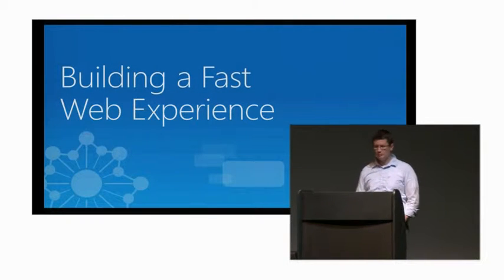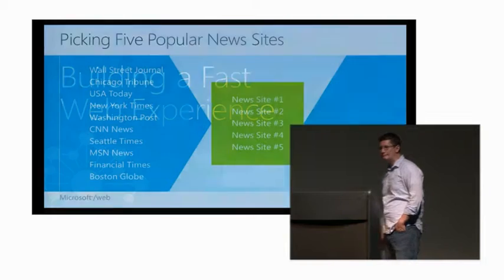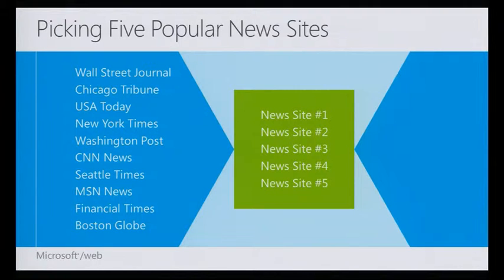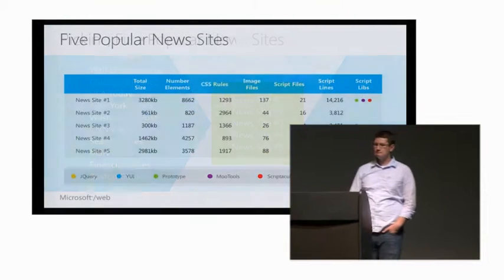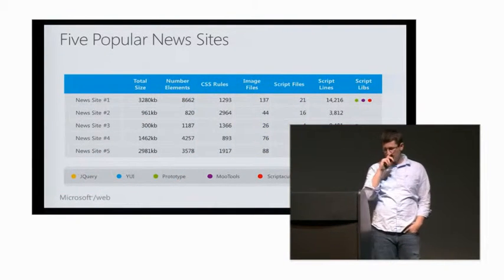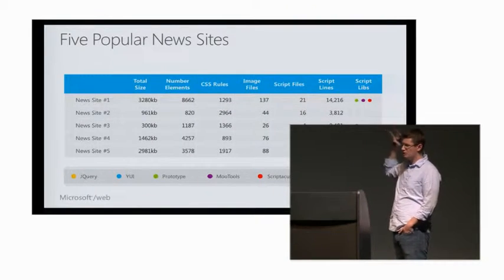Okay, so building a fast web experience with IE. We picked 5 of the popular news sites, top 5. We're going to keep some anonymity, but you can kind of see a collection of what could possibly be it, and we'll just refer to them as site 1, 2, 3, etc. We don't want to make anyone too mad that we're pointing them out, or too happy. So the first thing is some statistics about what's going on.